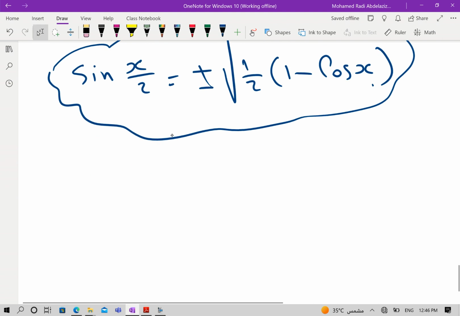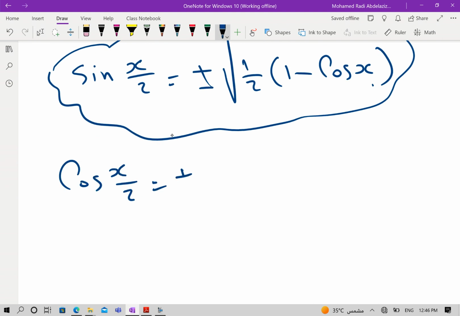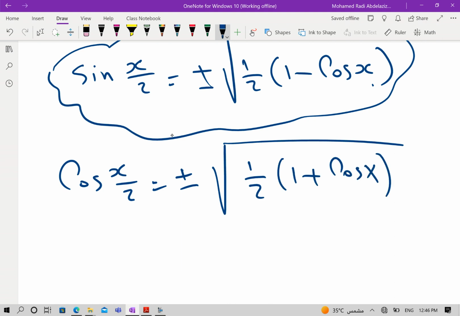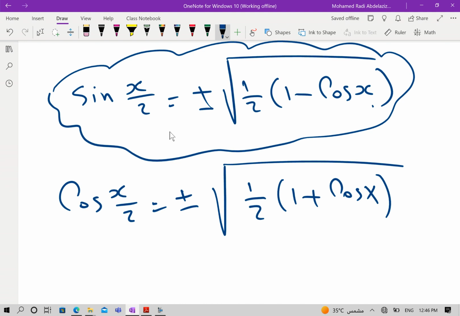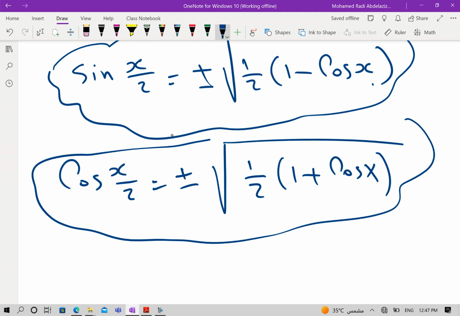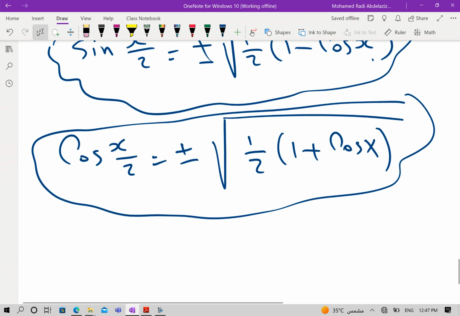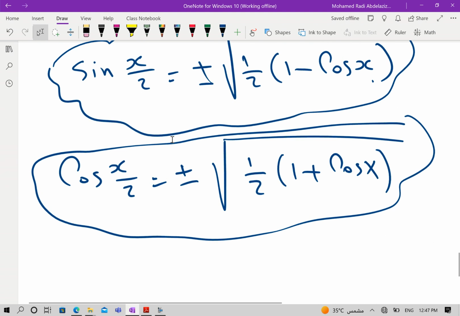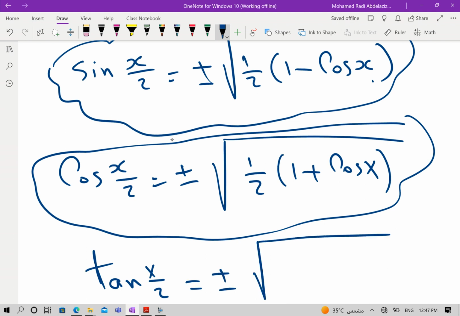By comparing, if I write here cosine x over 2 is positive or negative square root of half, 1 plus cosine x. Exactly, both are the same. The difference is for sine it is negative, for cosine it is positive. If we divide left by left, you will get what? Left side by left side. Sine x over 2 over cosine x over 2, tan x over 2, equals positive or negative square root of half cancel with half, 1 minus cosine x over 1 plus cosine x.